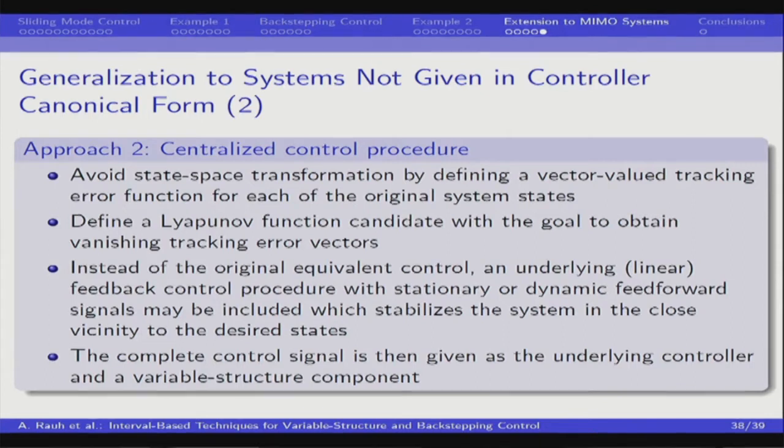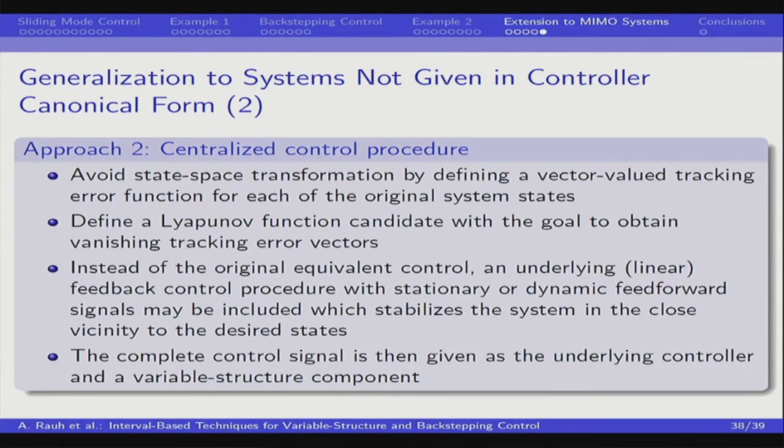I don't want to go into details about this here because this would be a second presentation. The only thing is that the complete control strategy then consists not of the original equivalent control strategy plus a variable structure part, but usually of some underlying, usually linear, feedback controller plus a variable structure part. The identical thing to what you saw on the previous slides applies: we specify the Lyapunov function candidates and prove that the corresponding time derivatives are strictly negative, and this has to be done in real time.